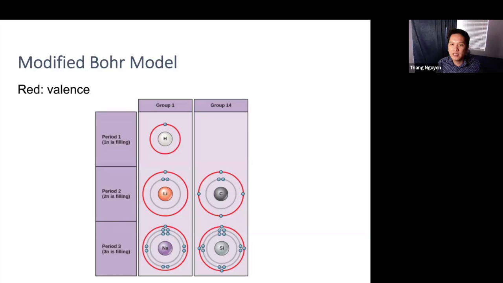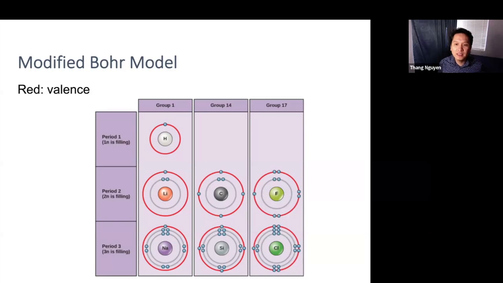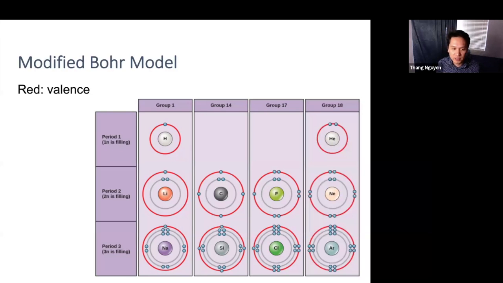Let's see the patterns again here. If you are in group 17, remember 17 minus 10 is 7. So group 7A would have 7 valence electrons. And we do see that: 1, 2, 3, 4, 5, 6, 7 valence electrons. So it turns out valence electrons is what is important. All of chemistry is dictated by these valence electrons, and here's why.